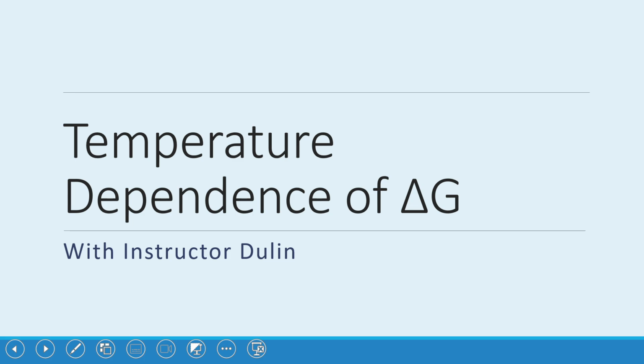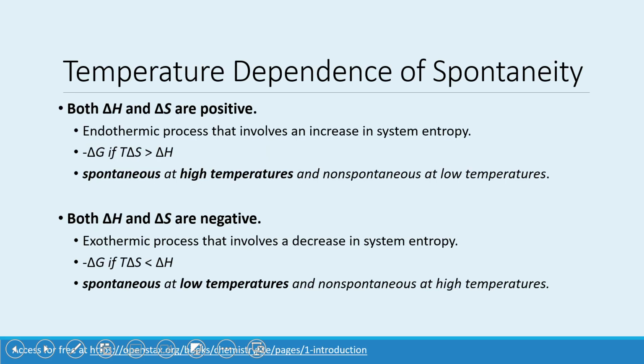Okay, so now we're going to look at temperature dependence of the free energy change. And we've kind of seen this a little bit, but if you only have two variables, you have your delta H and your delta S, ignoring temperature for a moment, you have two variables that can be changed, and you have a positive and a negative sign, right? So you have a total of 4 possibilities. Either your enthalpy and your entropy can both be positive, both be negative, or one be positive and one be negative. So we're going to look at each of these 4 cases, right?